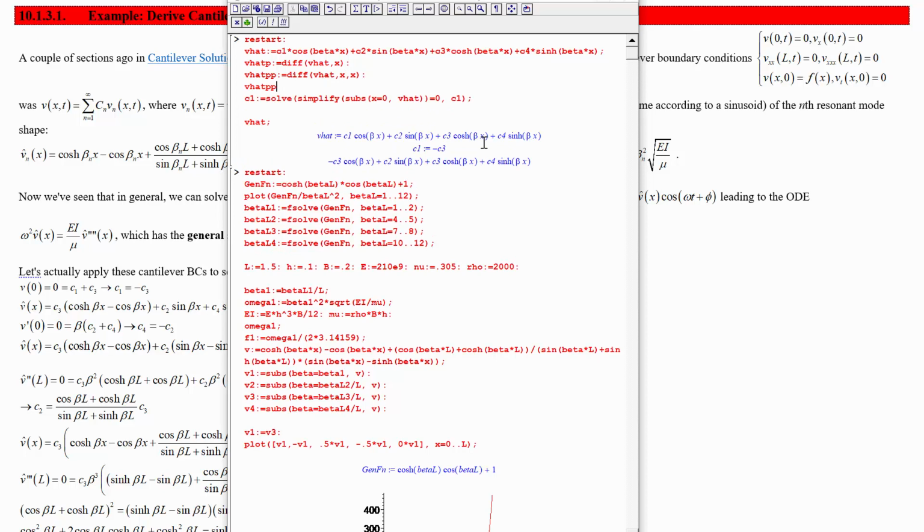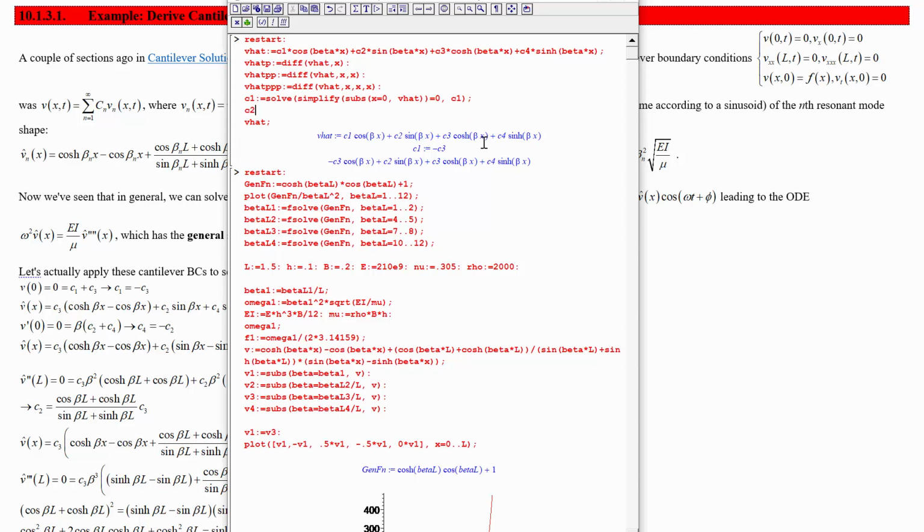V hat double prime is a second derivative, and v hat triple prime is equal to the third derivative. Okay, now we'll say that, hold on, let's not jump the gun there. Let's simplify, substituting x equals 0 into v hat prime.